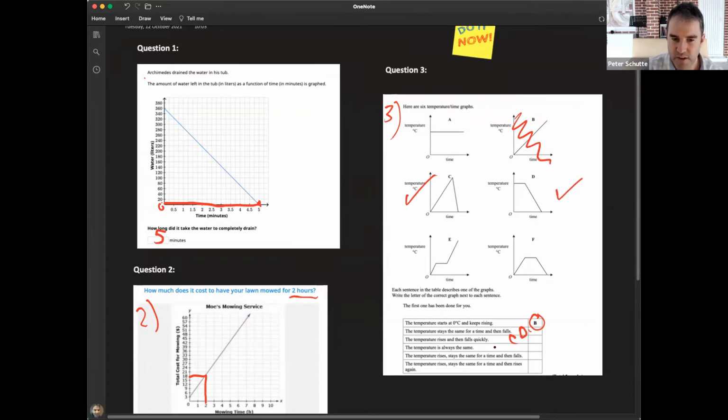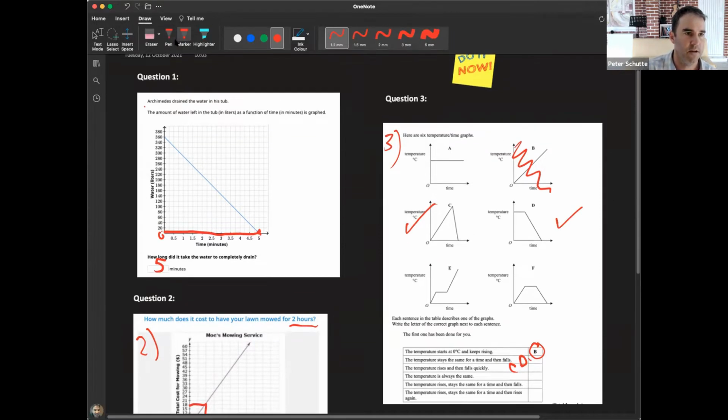The temperature is always the same. Pop it in the chat. What is the graph that has the temperature always the same? We've only got 3 choices left. Let's see if I can get a different color. Oh, the Zoom thing is hiding there. There we go.